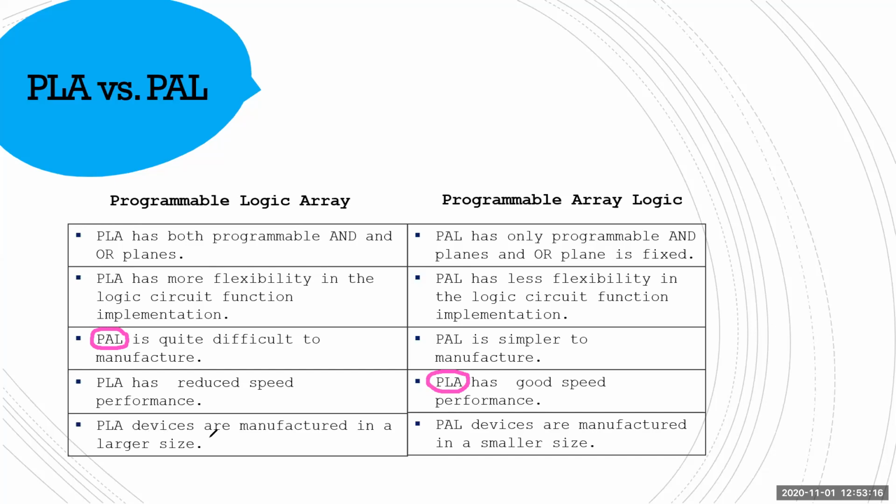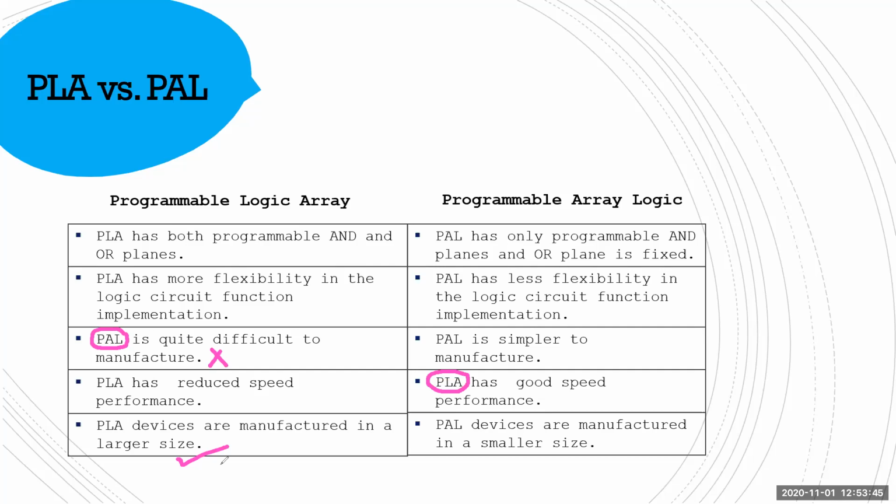PLA devices are manufactured in larger numbers, obviously, because if they are not made in larger numbers, the cost will go up. The cost will go up because they are difficult to make. That's why they need to be made in larger numbers. Otherwise, their cost will be bigger. To reduce the cost, you have to make them in a larger size. Larger size means what? In larger number, in larger size, bigger, not a smaller one.